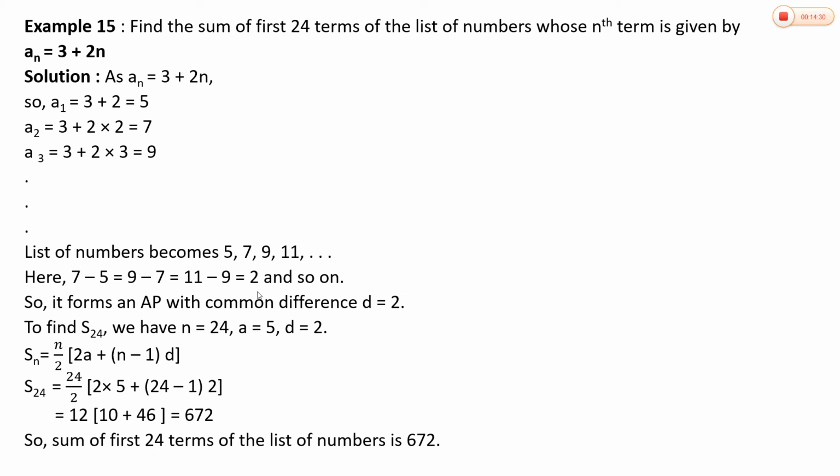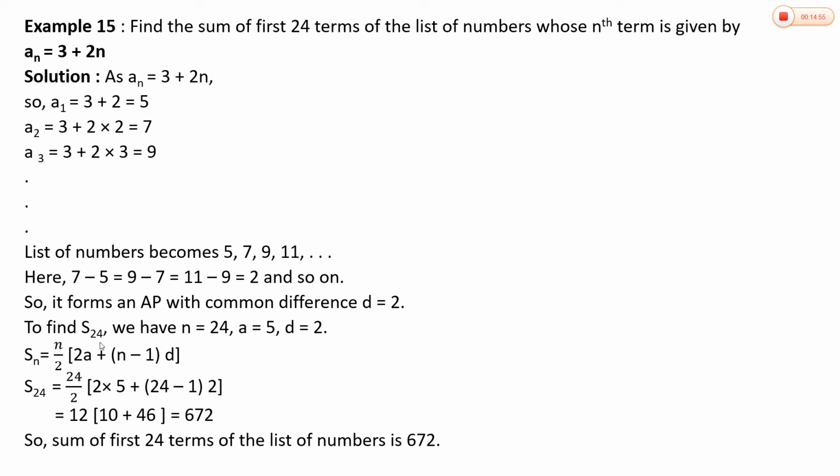Here, 7 minus 5, 9 minus 7, 11 minus 9 is 2. That means the difference between consecutive numbers is the same. So this sequence forms an AP with common difference d is equal to 2.